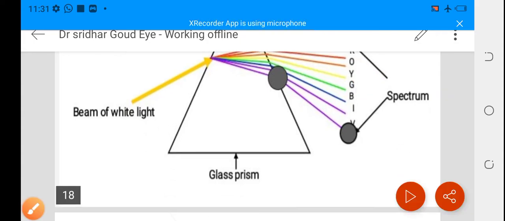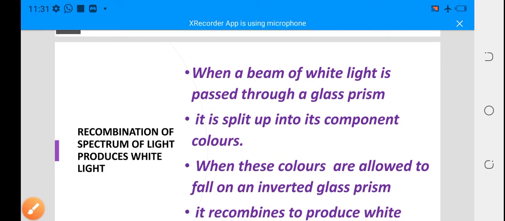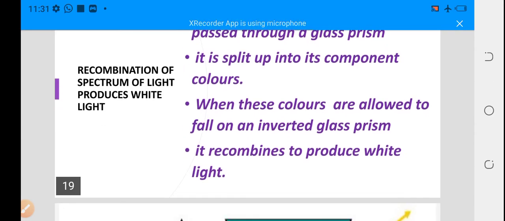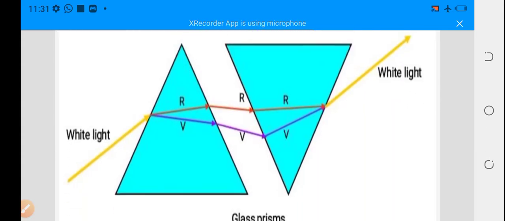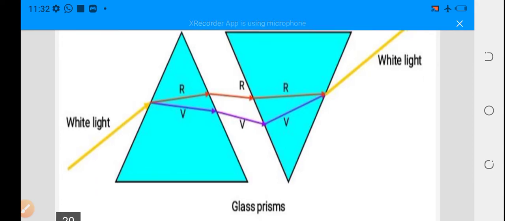Here you can see that when a beam of white light passes through a glass prism, it splits up into its component colors. When these colors are allowed to fall on an inverted glass prism, they recombine to produce white light. You can see here, the multicolors again become white light. The white light splits into many colors, and again, when the many colors pass through the inverted prism, they change into white color.